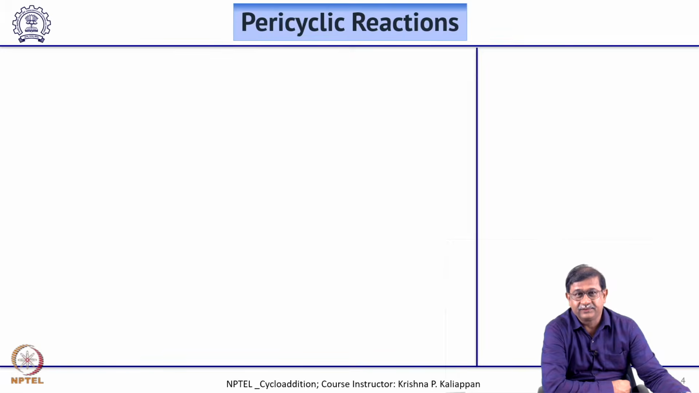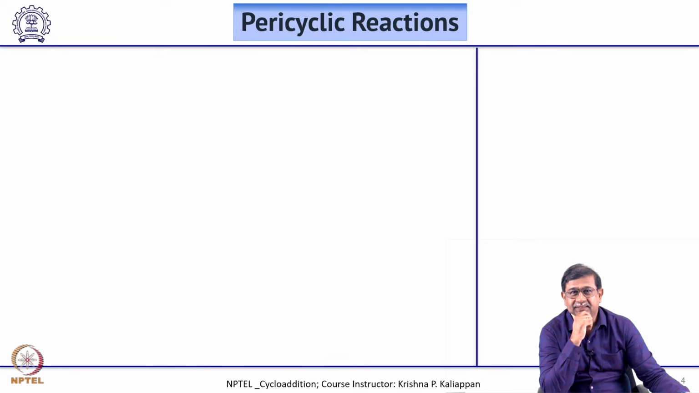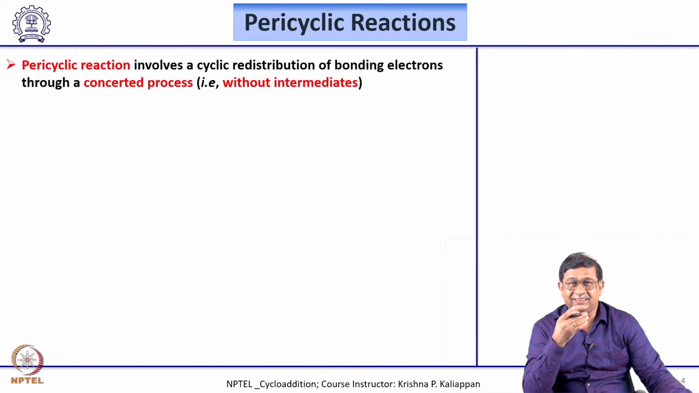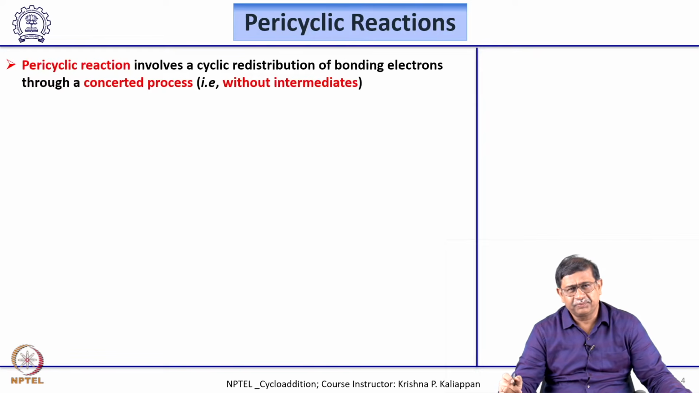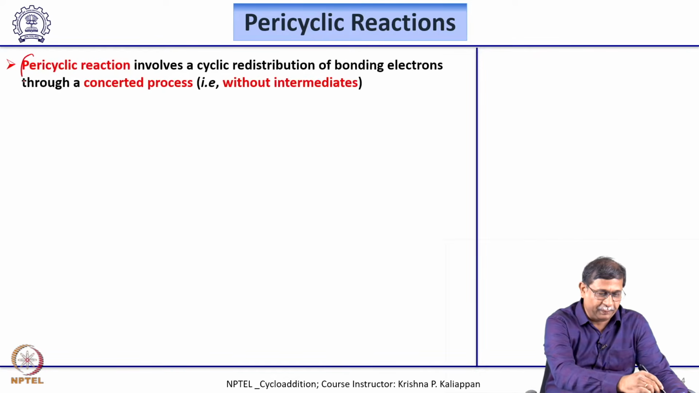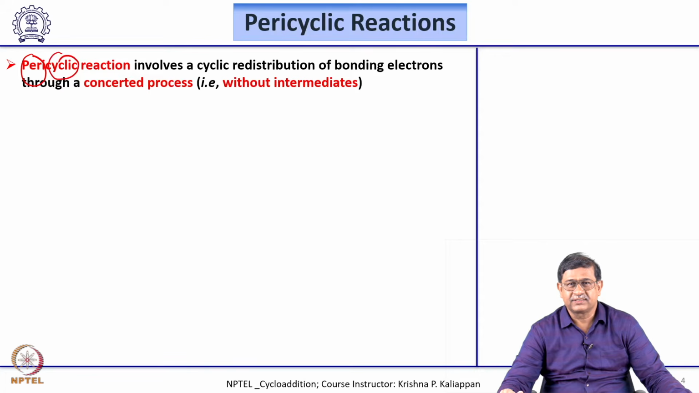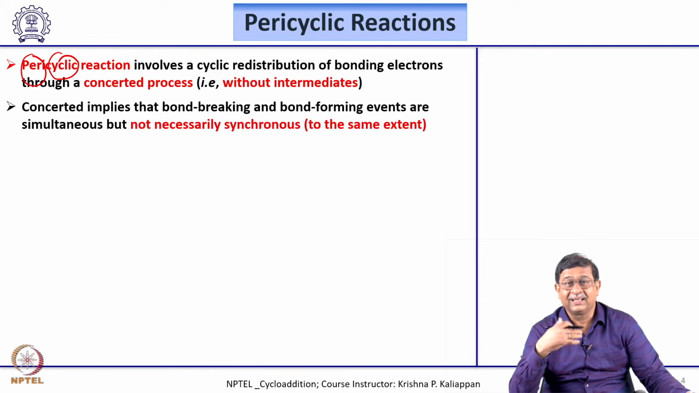Now let us go to the topic of our discussion, that is pericyclic reaction, under which the cycloaddition reaction will come. So what is pericyclic reaction? The name itself suggests peri and cyclic. That means it involves peripheral electrons and the reaction goes through a cyclic transition state. The whole reaction also goes through a concerted process and without intermediates.